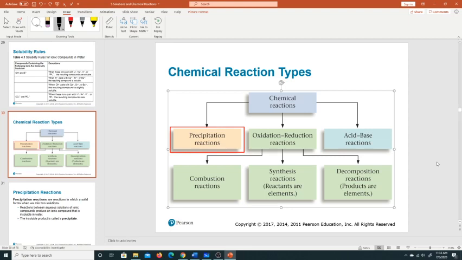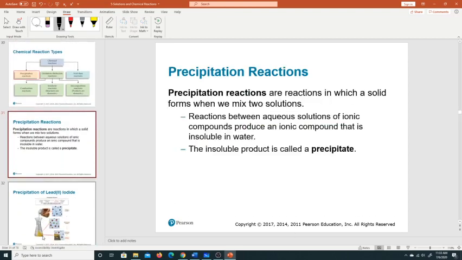So the first chemical reaction type I want to go over is called the precipitation reactions, also known as double replacement reactions. Precipitation reactions occur where a solid forms when you mix two different aqueous solutions. The solid which forms is called a precipitate.